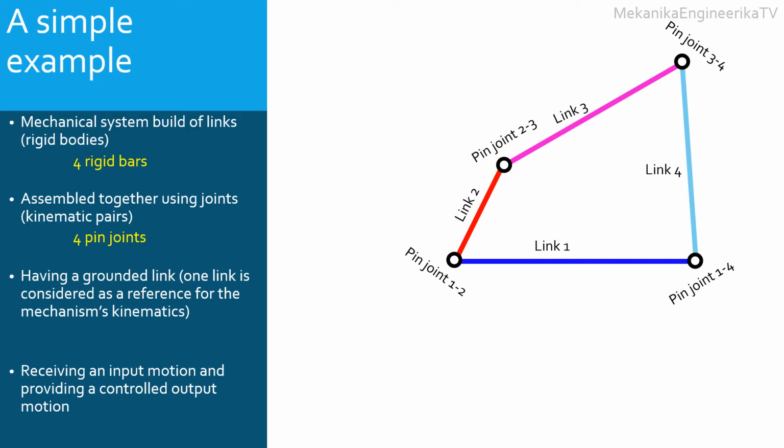Now, we have a kinematic chain. To make it a mechanism, one link should be considered as the ground or a reference. The motion analysis will be undertaken assuming that the reference link is static or fixed. The kinematics of other links will be considered relative to the reference or grounded link. In this example, link 1 is considered as the ground link or the frame. The motions of links 2, 3, and 4 are determined relative to link 1.